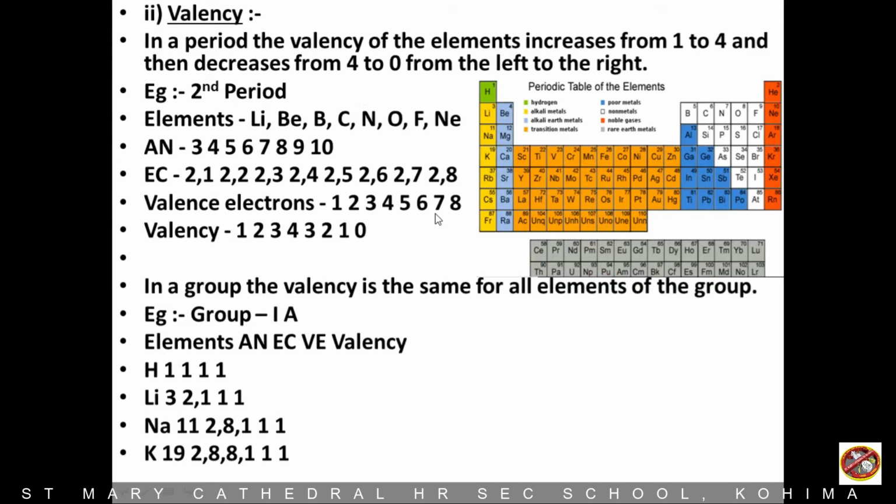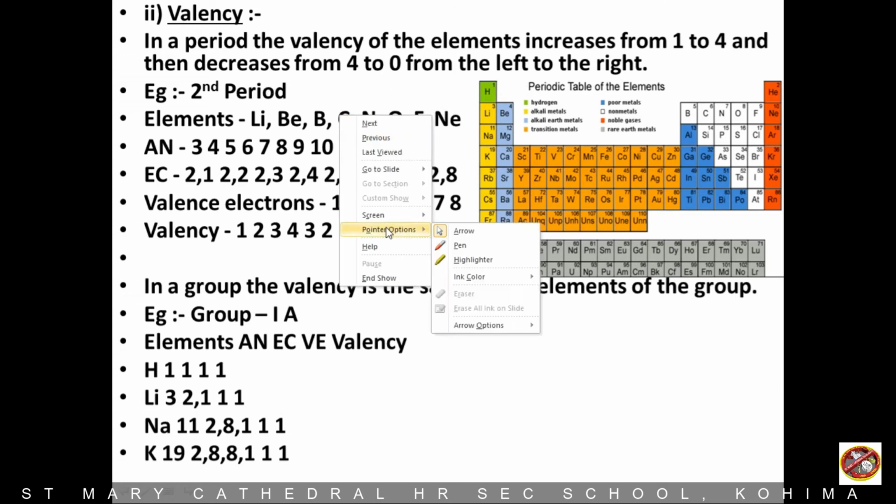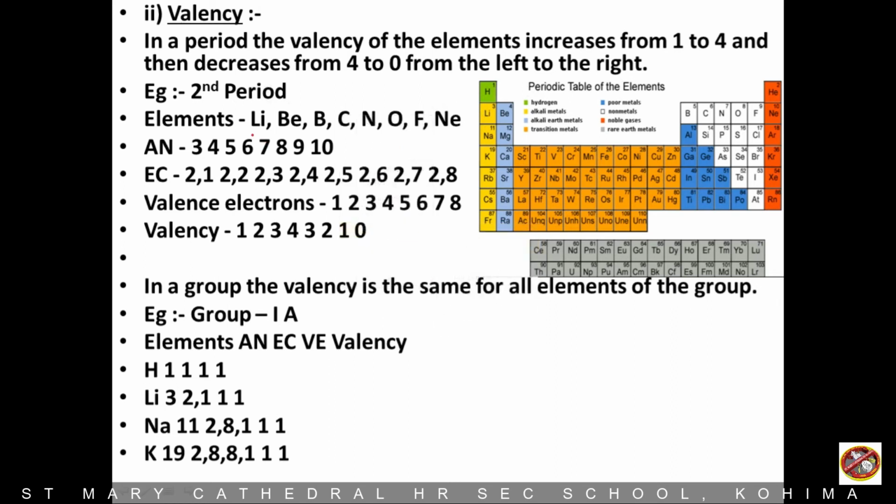Alright, now let us understand what we mean by valency. In a period, the valency of the elements increases from 1 to 4, and then decreases from 4 to 0, from left to right. Now we are still talking about the period. Let us take an example to understand the definition, from the second period.